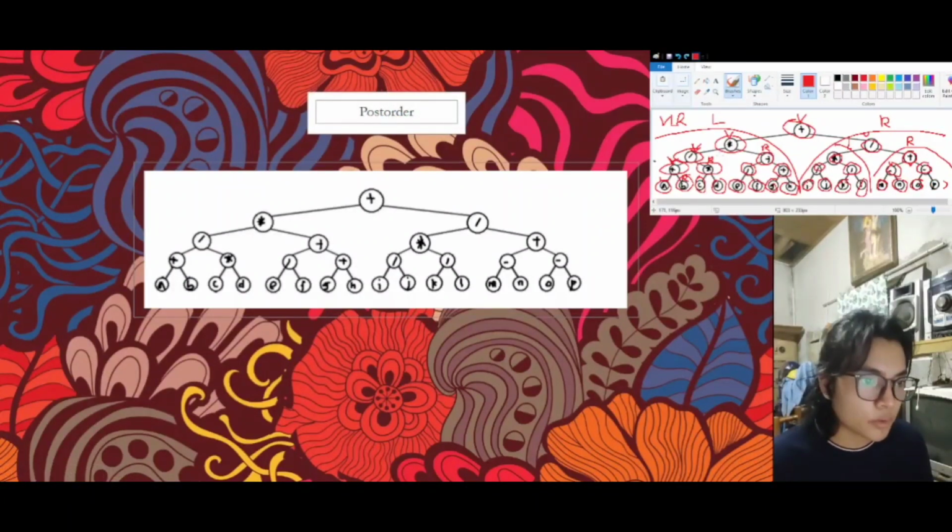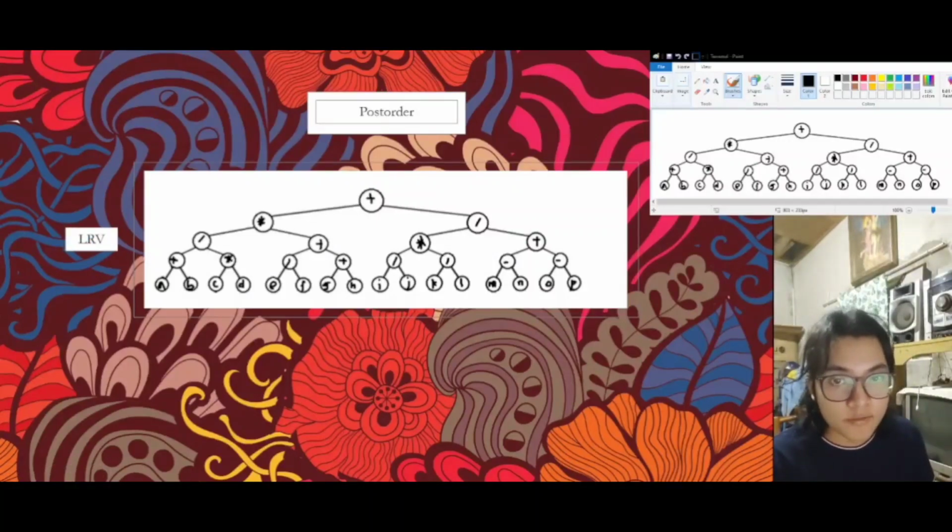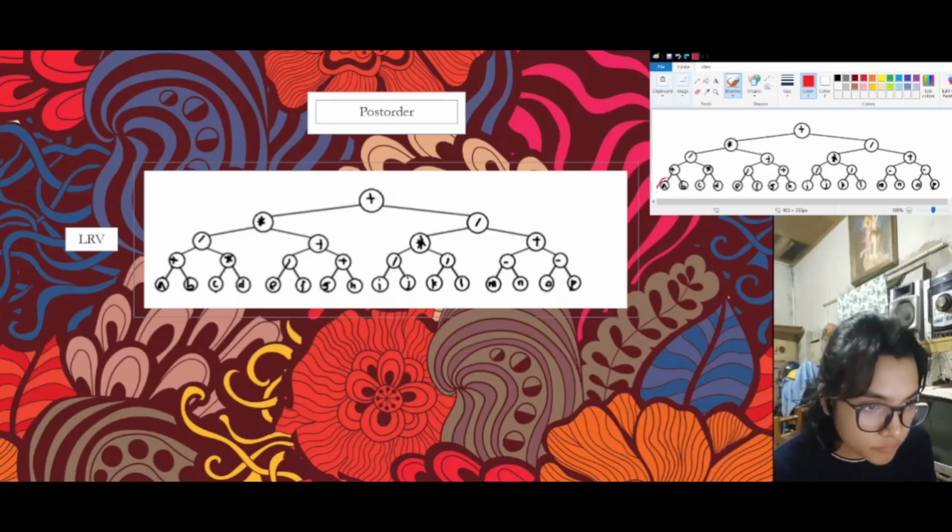Next is the postorder. So a postorder notation follows an LRV pattern. So what this means is that we are going to start with the leftmost part of the subtree, then its right, and after its right is gonna be the parent node.